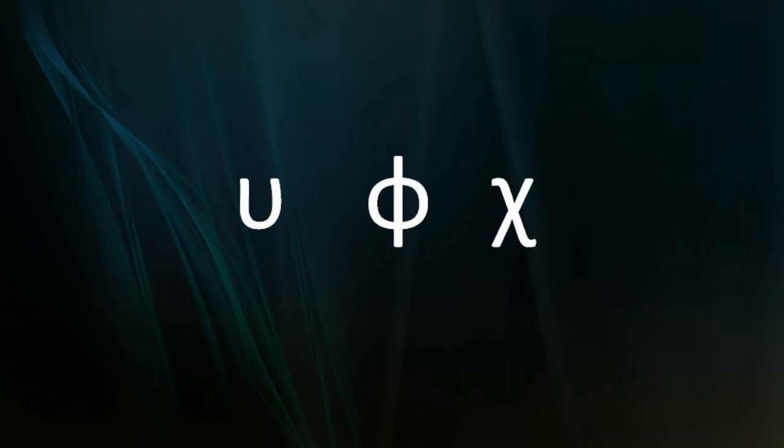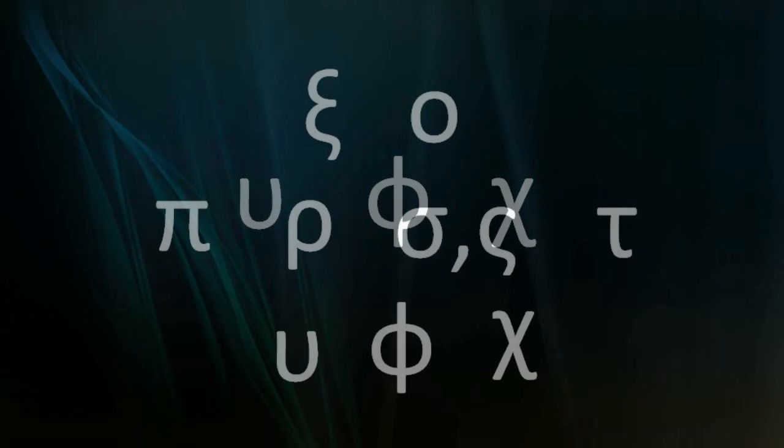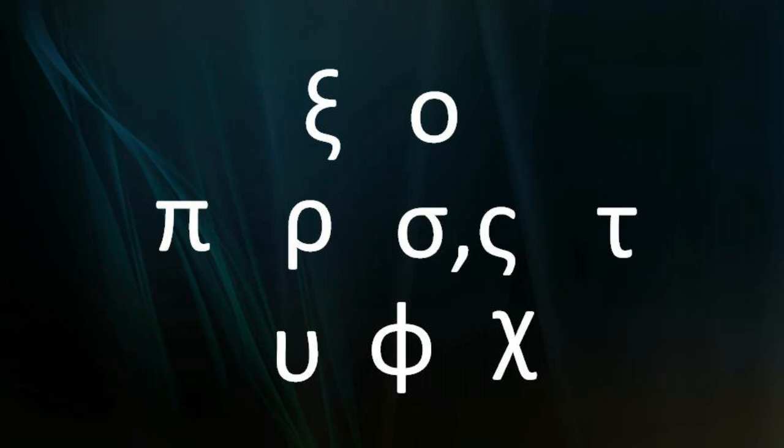All right, let's put our clusters together, but I want to start on the last line because that's the one that you've just learned. So we need to keep repeating that. So repeat the last line after me. Upsilon, phi, chi. Now let's move up one line, and I'm going to do the second and third lines and repeat after me. Pi, rho, sigma, tau, upsilon, phi, chi.